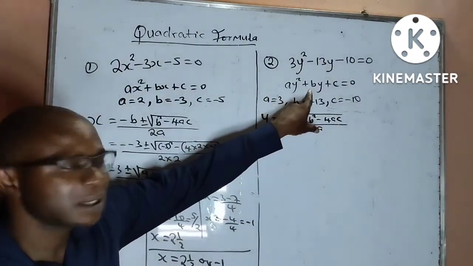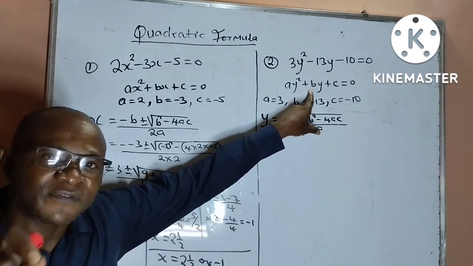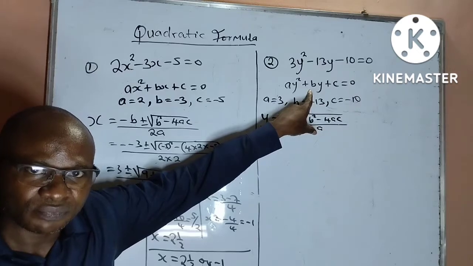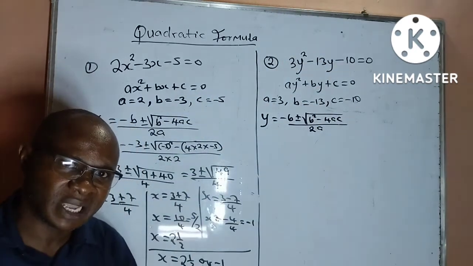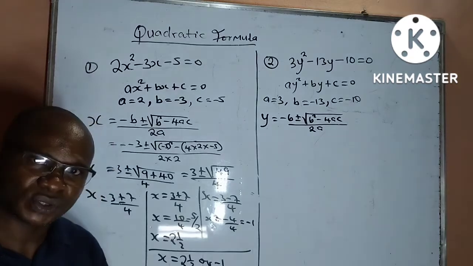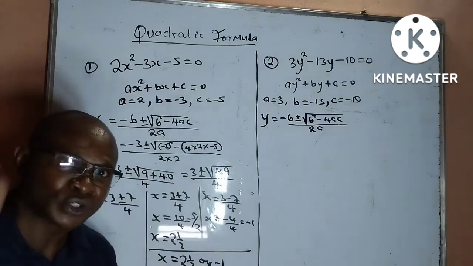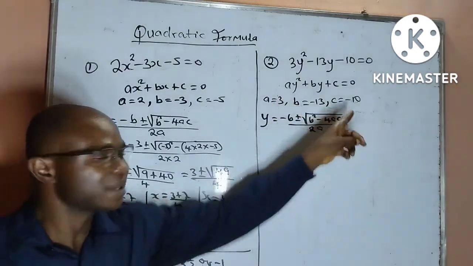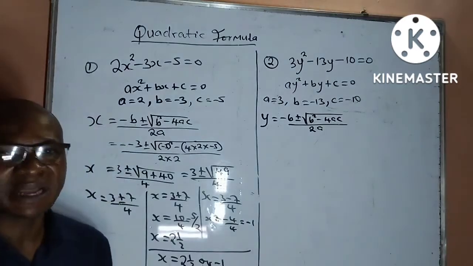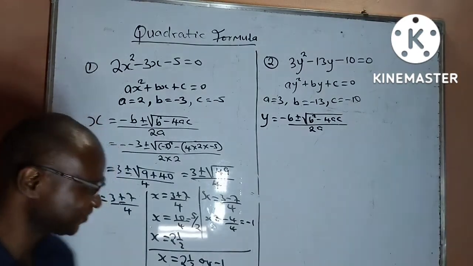By comparing the quadratic form, the format of a quadratic equation, with the given question, it will help you to understand these values, A, B, and C. Now, the next thing to do is to substitute the values of A, B, and C into the quadratic formula, and then we simplify and get our answers. Maths is sweet.